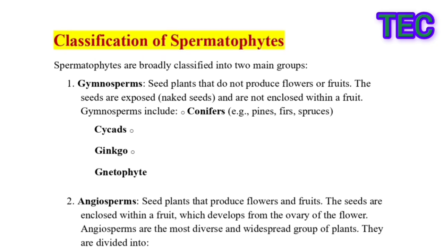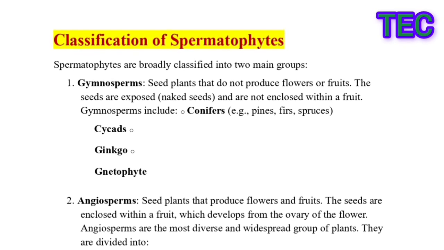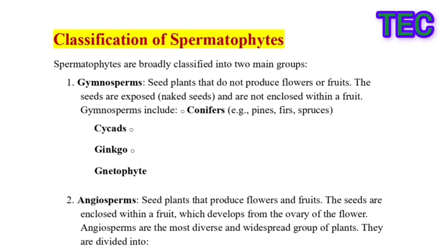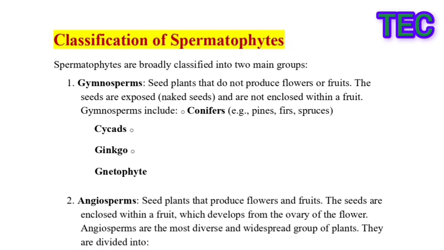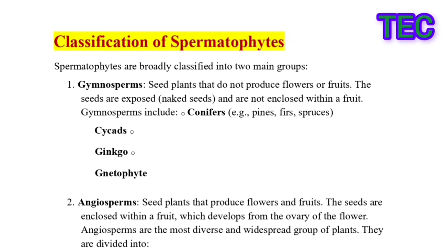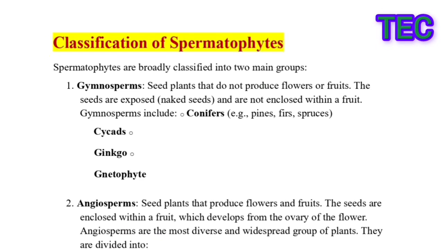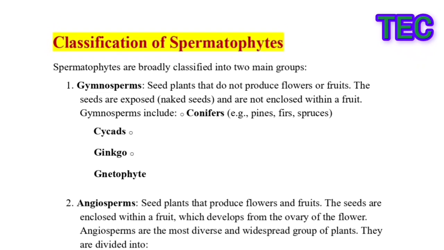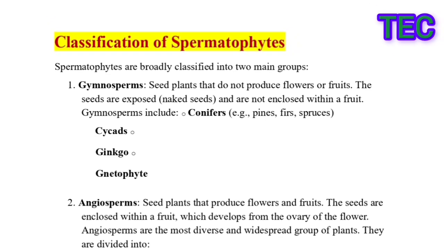Number 6: advanced reproductive strategies. The pollen grains are specialized structures that carry the male gametes. Unlike pteridophytes, spermatophytes are not dependent on water for fertilization because pollen can be transferred through wind, water, or animals. Those are pollinators. You can also use another term, agents of pollination: wind, water, or animals. So that's advanced reproductive strategies.